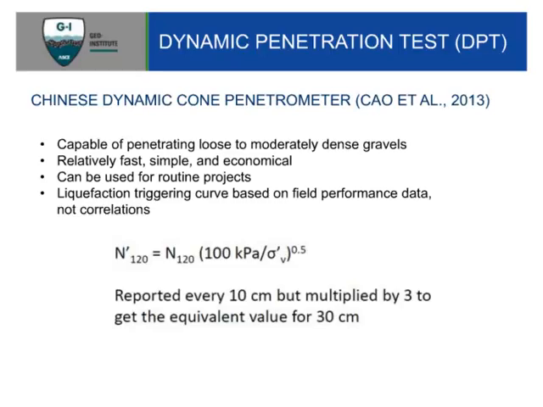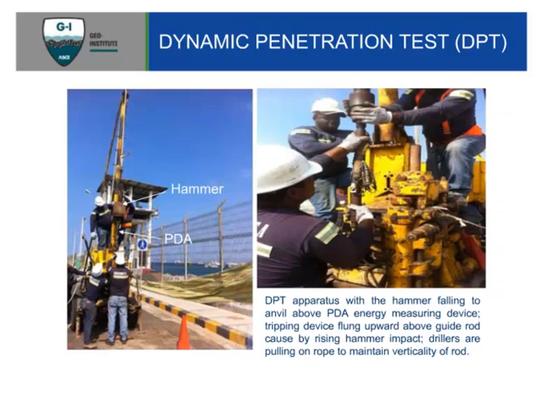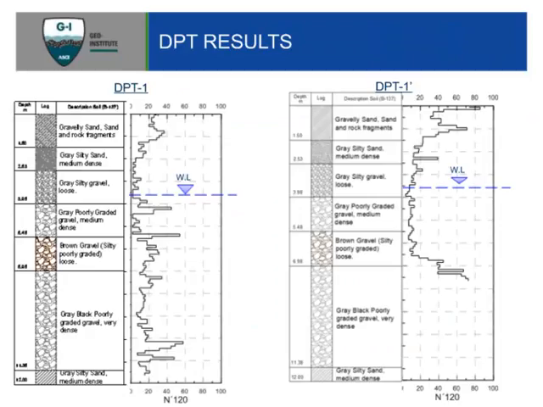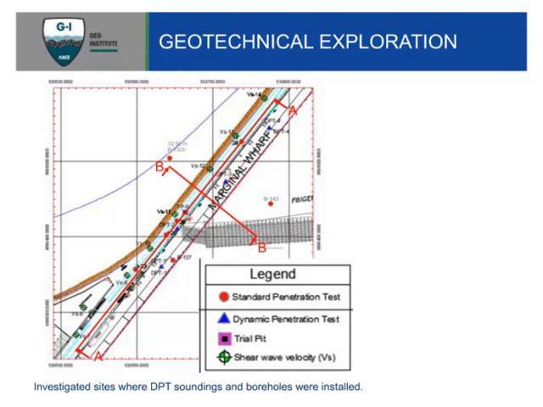Okay. We also did the Chinese dynamic penetration test based on Cao et al. This is a field case. We created the cone similar to the specification from Cao 2013. We did energy measurements, and you see here we consider that. And you will see here the instrumented rods, and these are the DPT values. I'm going to show you basically the result.